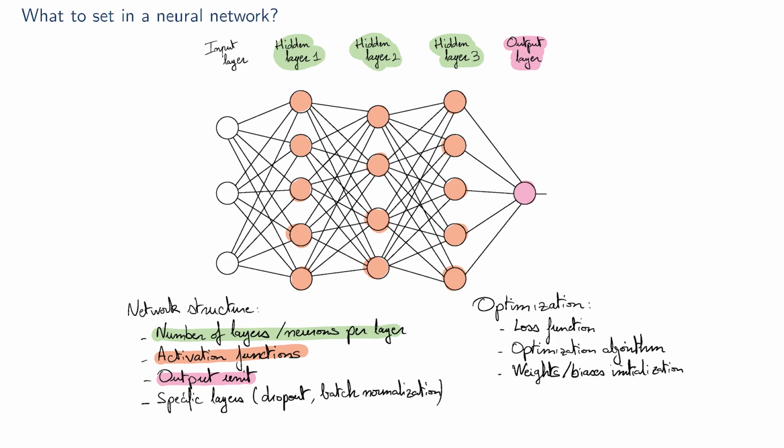Once the structure of the network has been set, you need to specify parameters needed to optimize the weights and biases of the network. You need to specify the loss, which is a quantitative measure used to optimize the network. You also need to choose an optimization algorithm. You have already studied such algorithm in a previous session. Since these algorithms are iterative, you need to choose initial values for weights and biases.